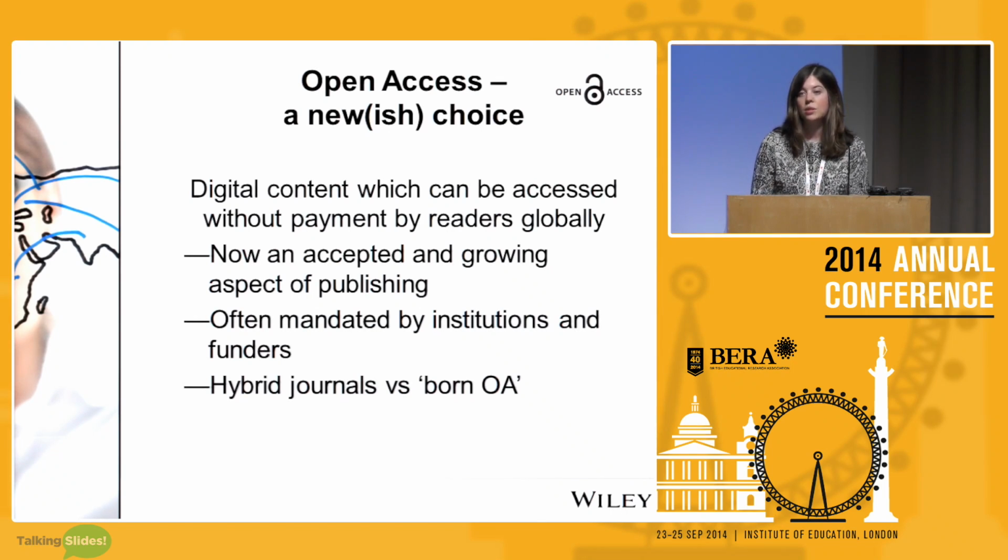And there's hybrid journals, which are subscription journals that take open access articles, and there are born open access journals, which mean only open access articles will be accepted. But don't assume that you cannot publish your open access article in a subscription journal, because the majority do.